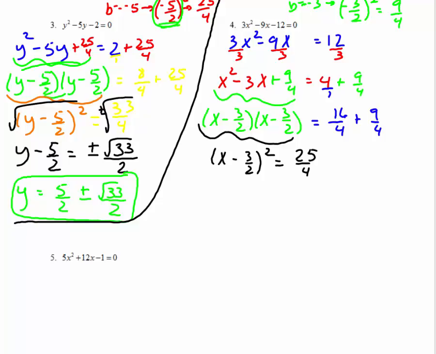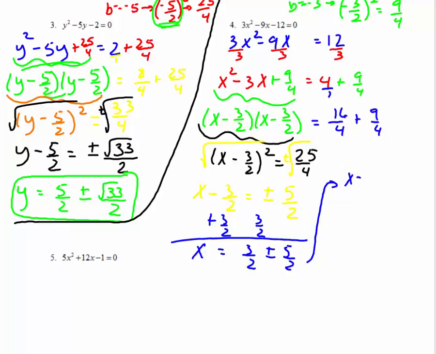Now we can take the square root of both sides, again not forgetting plus or minus on the right hand side. So the left hand side cancels out, and on the right hand, plus or minus, well, the square root of 25 is 5, and the square root of 4 is 2. So this actually tells me this was factorable from the beginning, but the directions did say to solve by completing the square. So I'll add 3 halves over to the other side, and I'll end up with x equaling 3 halves plus or minus 5 halves.